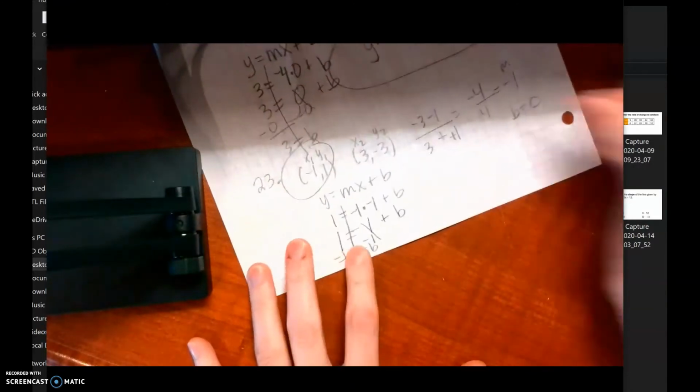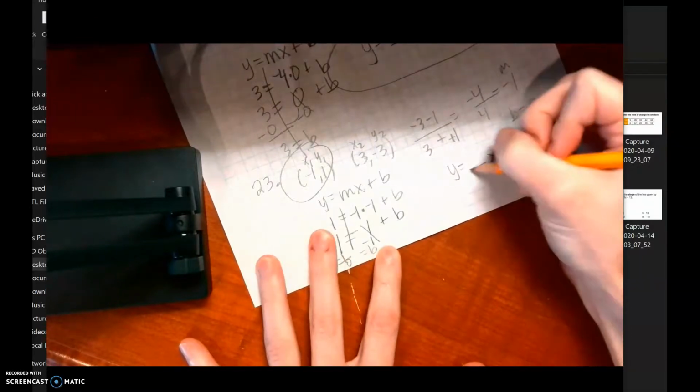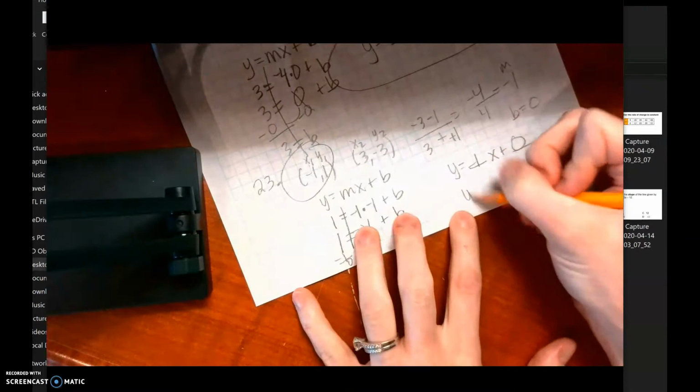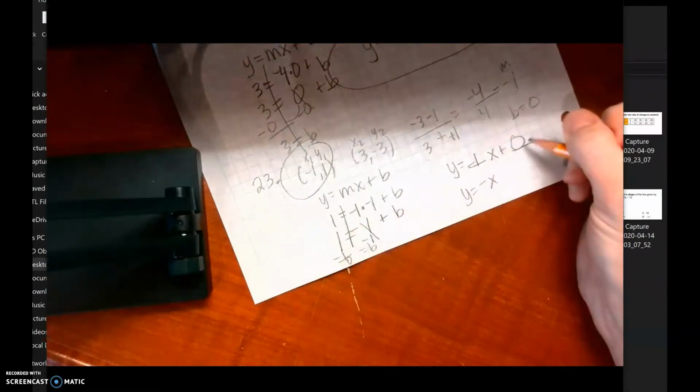Okay, now I'm going to write my equation. y equals mx plus b. m is negative 1 and b is 0. So my equation is y equals negative 1x plus 0. Or simplified, we don't write the 1, we just write negative x. And if it says plus 0, you just leave that off. This is correct, but this is more simplified.